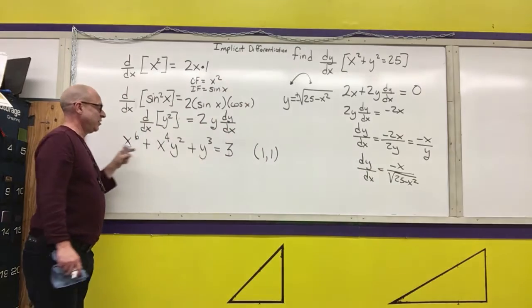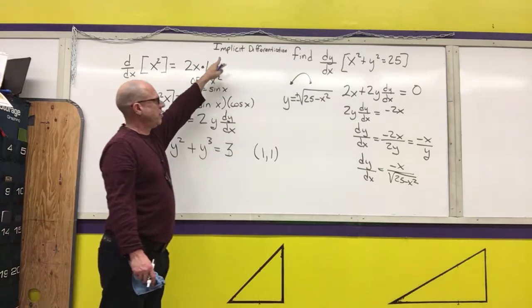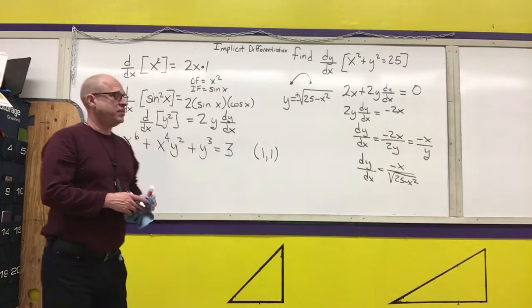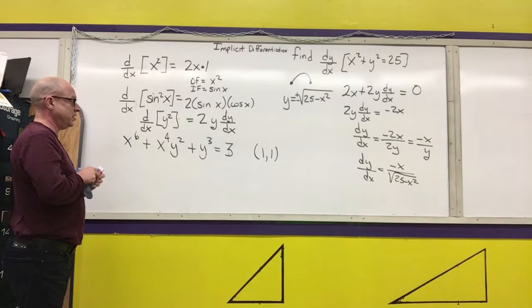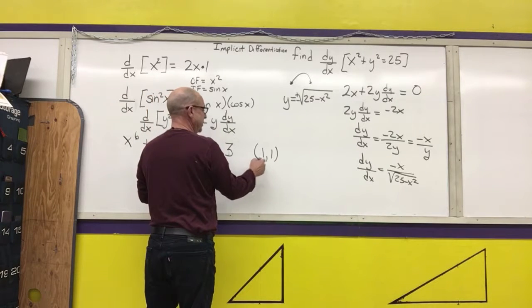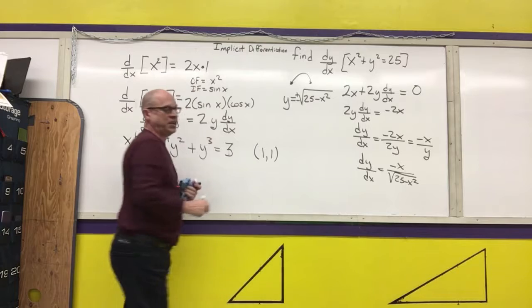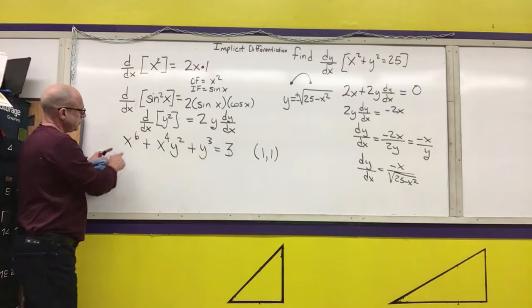However, I cannot solve this equation for y. So I have to use this second method, called implicit differentiation, to find out what dy/dx is. So let's figure out what dy/dx is and then evaluate. I want to know what dy/dx is evaluated at the point (1, 1). I want to know the slope of the tangent line at the coordinates (1, 1).